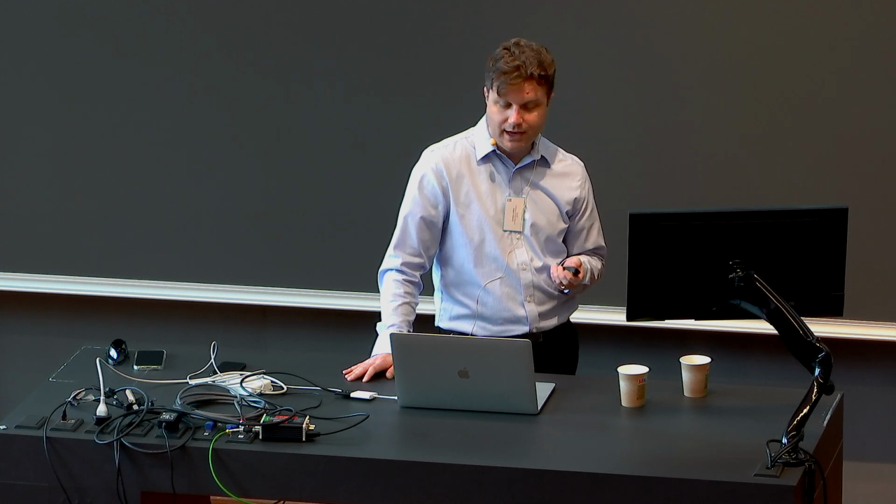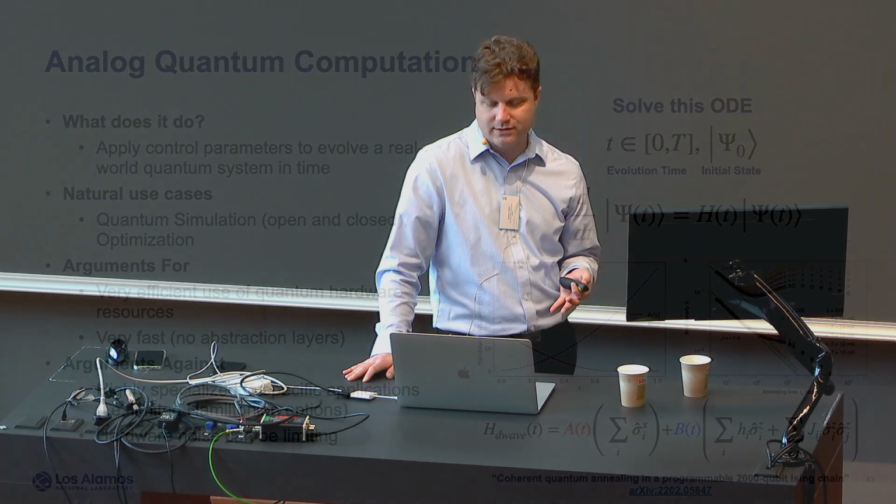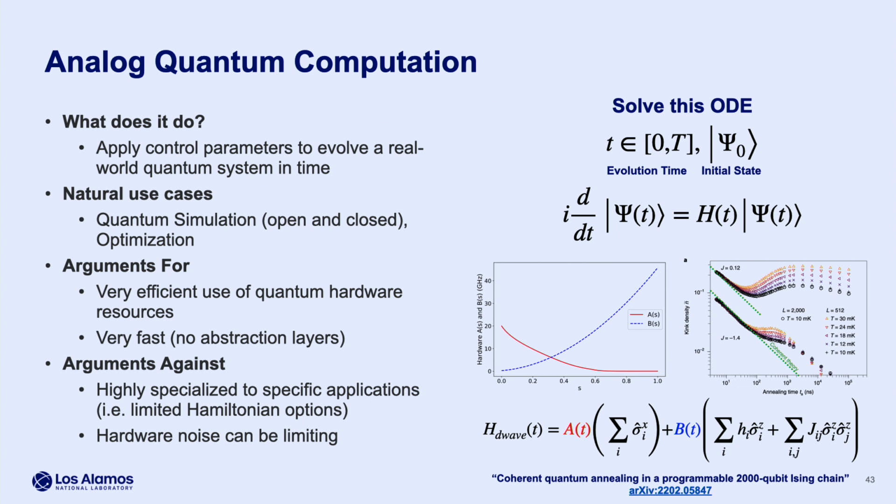The arguments against is that it's highly specialized to specific applications. Essentially, the hardware will implement some specific Hamiltonian here, and your application has to match that Hamiltonian very closely. The noise in this hardware, there's no quantum error correction for analog computers, so noise can impact what you can do with it as well.